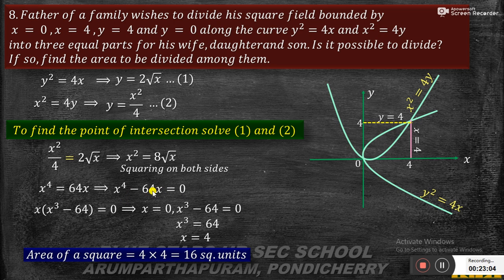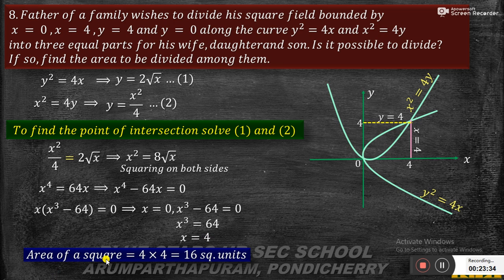From this you see x is common, so I take x outside. So x into x cube minus 64 equal to 0. There are two factors. One is x equal to 0. Another one is x cube minus 64 equal to 0, so x cube equal to 64. That means x equal to cubic root of 64. Cubic root of 64 means 4 into 4 into 4, so I factorize. Therefore x equal to 4.